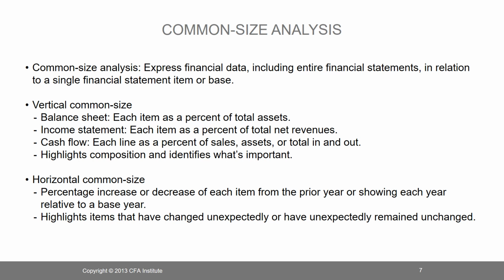And now the other type is the horizontal common size analysis, which is in relation to the same item in prior periods. So it calculates a percentage increase or decrease of each line item from the prior year. An alternative presentation is to calculate each item relative to its value in a base year. This analysis highlights items that have changed unexpectedly or have unexpectedly remained unchanged.